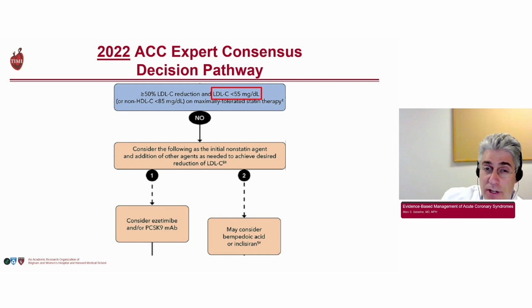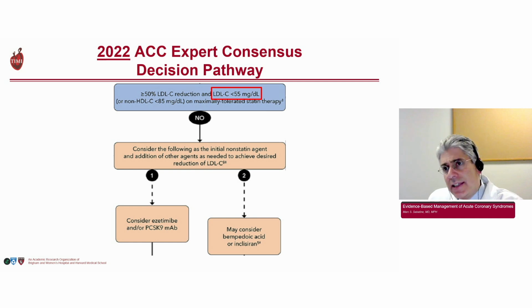The 2022 ACC expert consensus decision pathway recently came out. This is not a guideline, but sort of a preview to thinking about the guideline. And they adopted the same cut points we picked for the ESC guidelines, an LDL under 55 milligrams per deciliter. So that now needs to be your target for patients coming in with ACS.